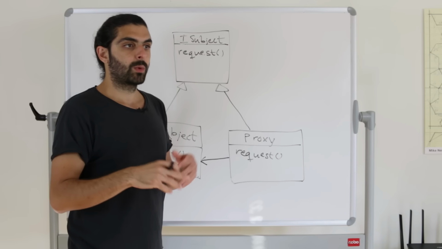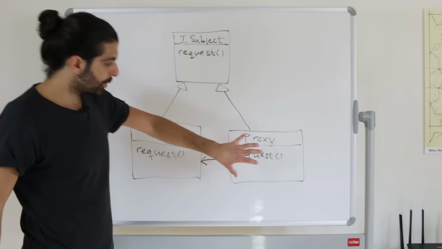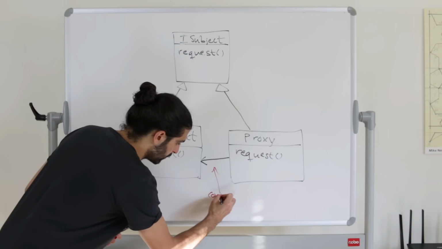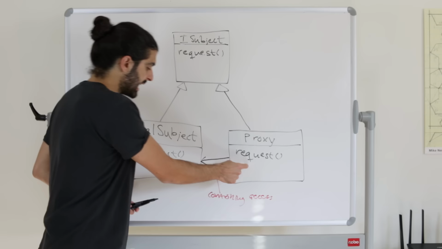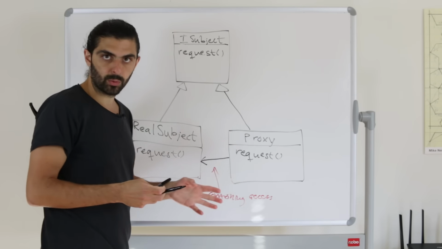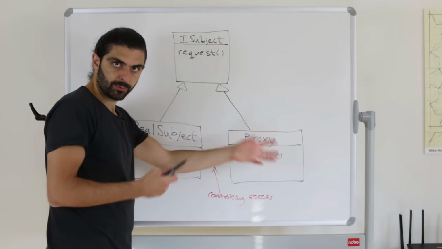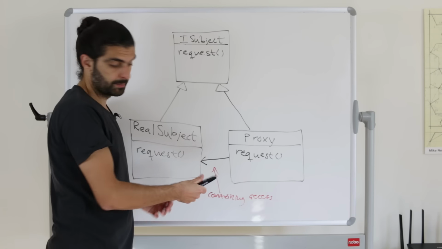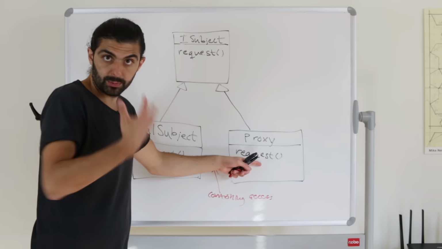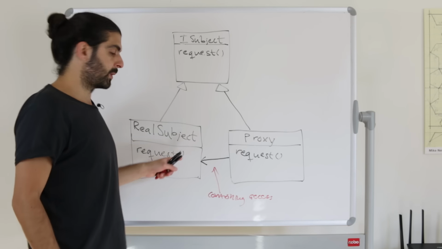That's actually the operation that we want to control access to. We're creating a proxy, and here is where we have the capability of controlling access. A proxy has a real subject, and because it has that, it is responsible for controlling the access. It is responsible for delegating whenever appropriate. So in completely other scenarios, it could do things such as whenever you call request the first time, you delegate the request to the real subject.